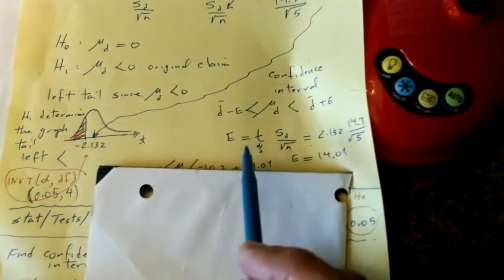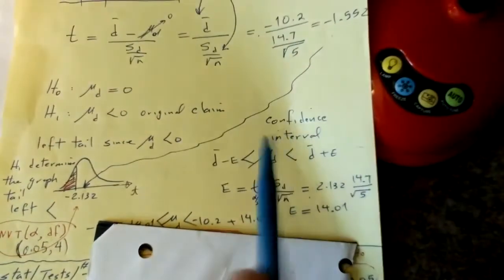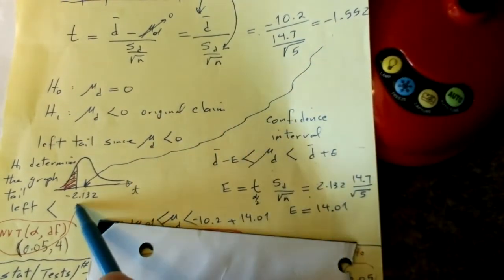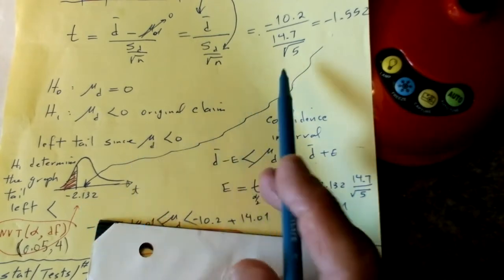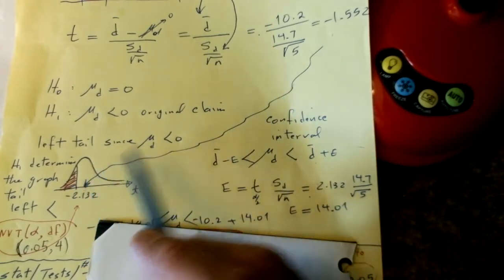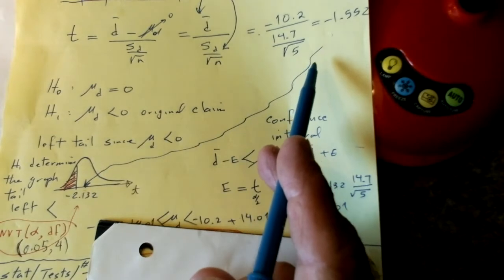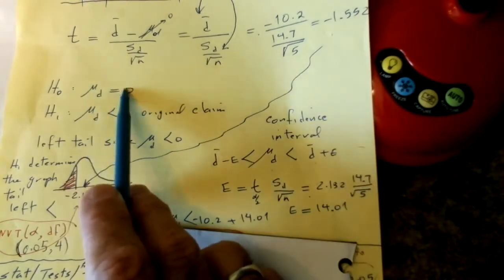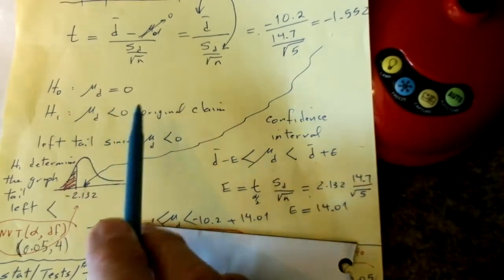Now, this number, minus 1.5, is greater than minus 2.1. So that number falls here in a good area, not in the critical area. When your T calculation falls into a good area, we always accept H0 and reject H1. So we reject the claim.